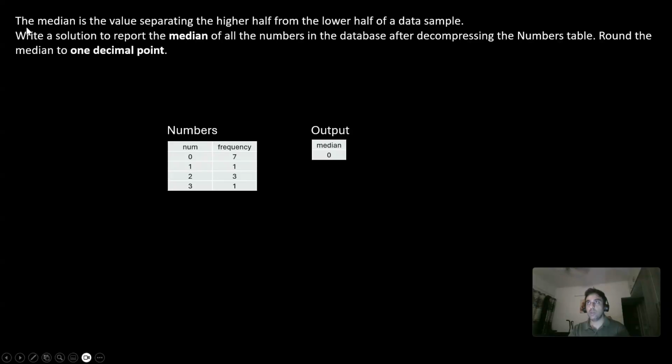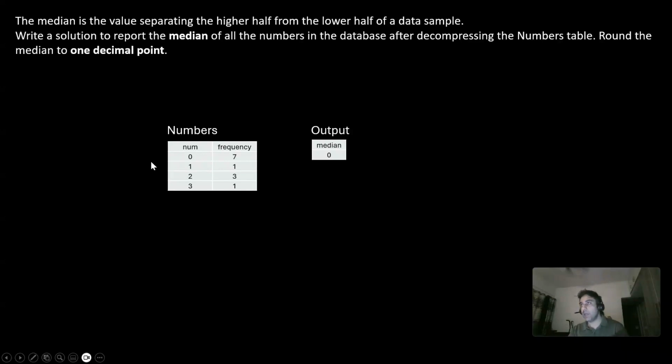The median is the value separating the higher half from the lower half of a data sample. What we need to do is write a solution to report the median of all the numbers in the database after decompressing the numbers table. And we need to round the median to 1 decimal point. So basically they are asking us to first decompress this particular numbers table and then find the median.